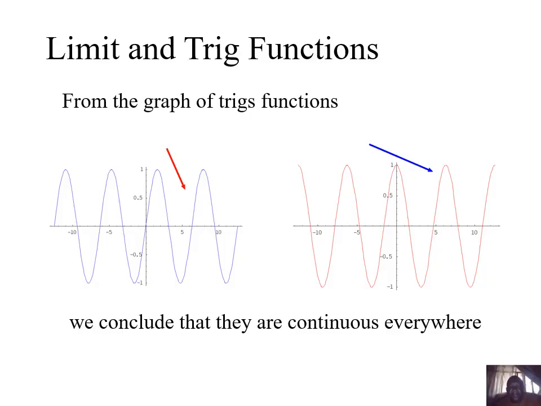Okay, so the limit of sine x as x tends to a particular constant is equal to sine of that constant. Simply replace x with the constant and compute your answer. We take the same approach for the cosine function too.